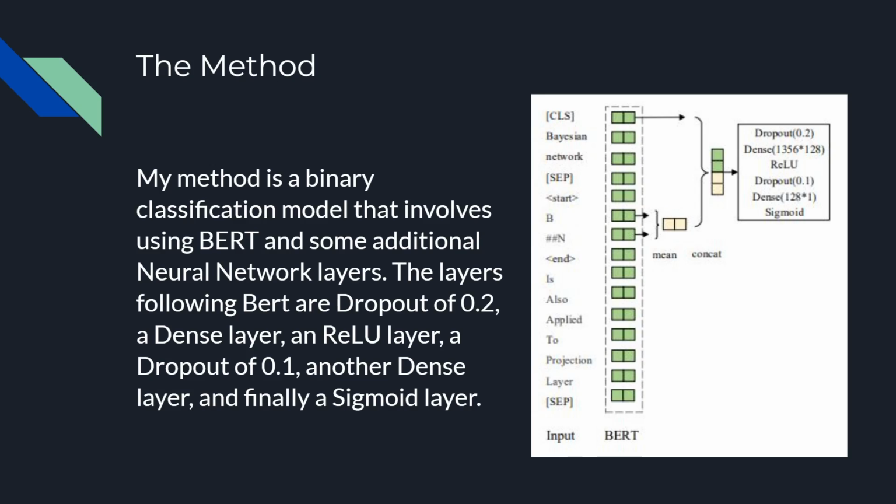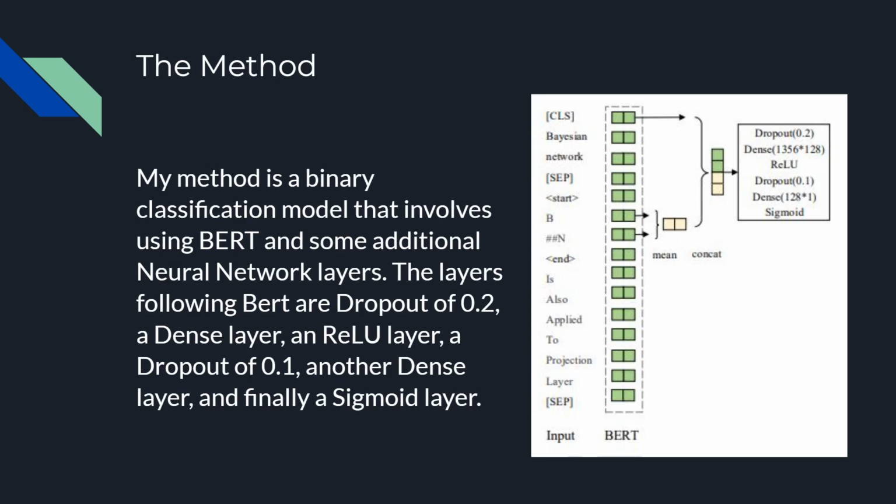The method for this project was we would have our input, which would have the classification token at the front, and we'd have a separator between the actual expansion of the acronym and the sentence that the acronym was used in. We'd have a start and an end token placed around where the acronym appears to help put some attention on it. And then we have a final separator token at the very end to denote the end of the sentence. We then would pass that into our BERT model.